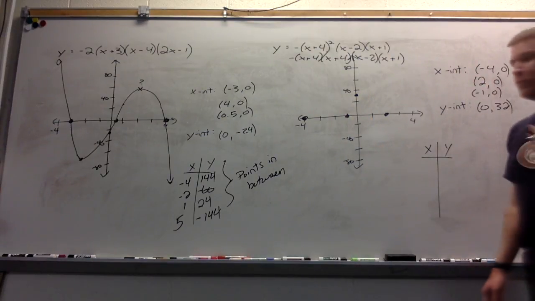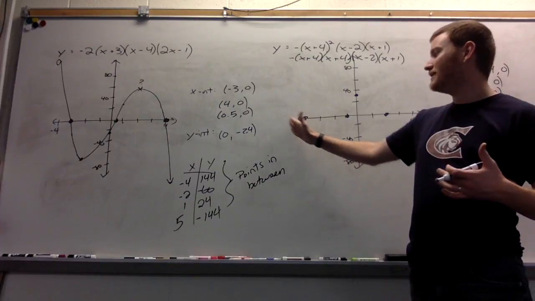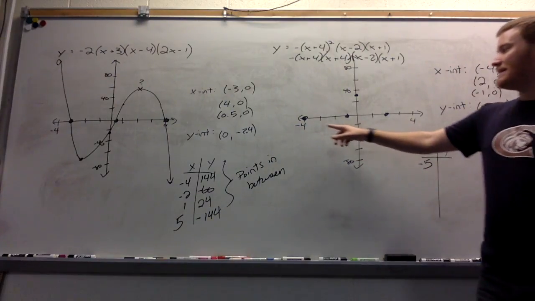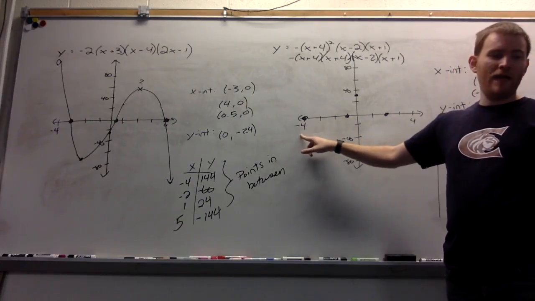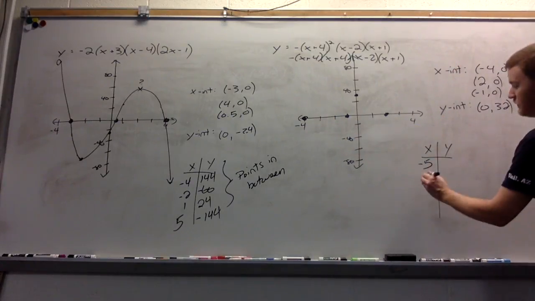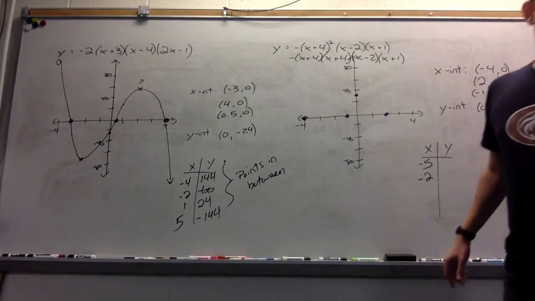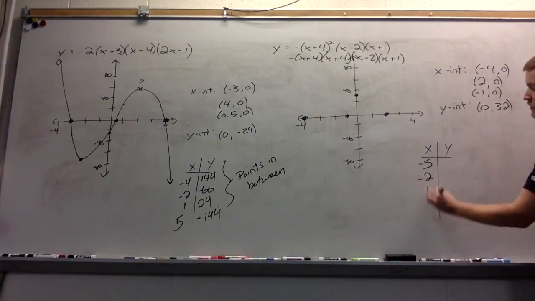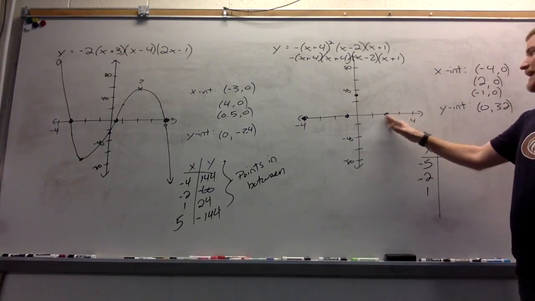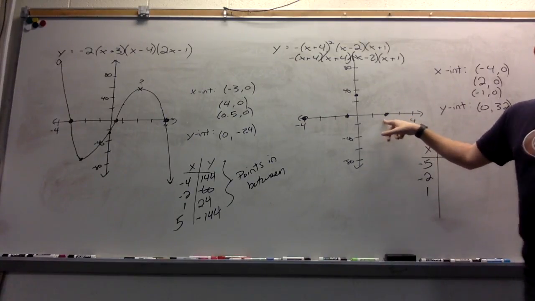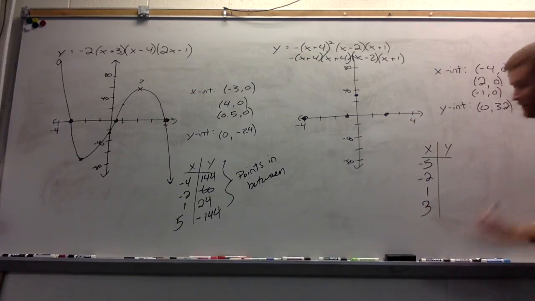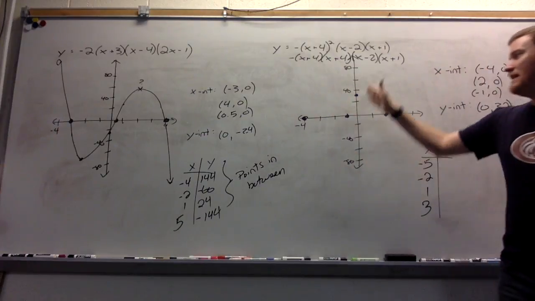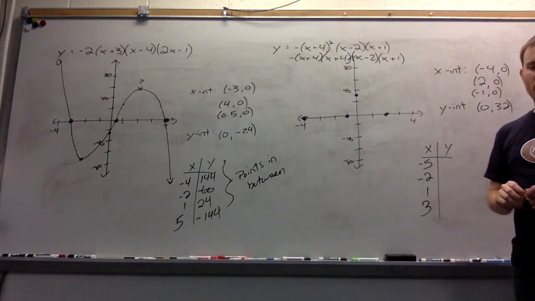Besides that, I want to find some points in between. So I want to find what's to the left of my leftmost number, so -5. What's in between -1 and -4, so let's say -2. What's in between -1 and +2, and that's going to be 1. And then what's to the right of +2, I'm going to use +3. And that's finding me a point in between each of my x-intercepts.